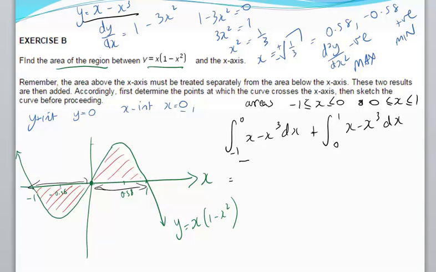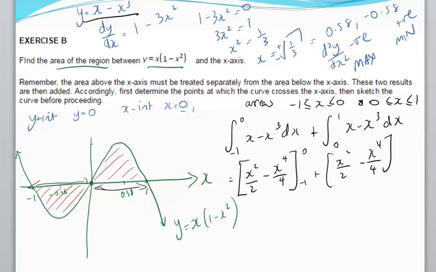So we put this into our square brackets here. So it's going to be x squared divided by 2 minus x to the power of 4 divided by 4, between 0 and minus 1, plus the same, x squared on 2 minus x to the power of 4 on 4, between 1 and 0.